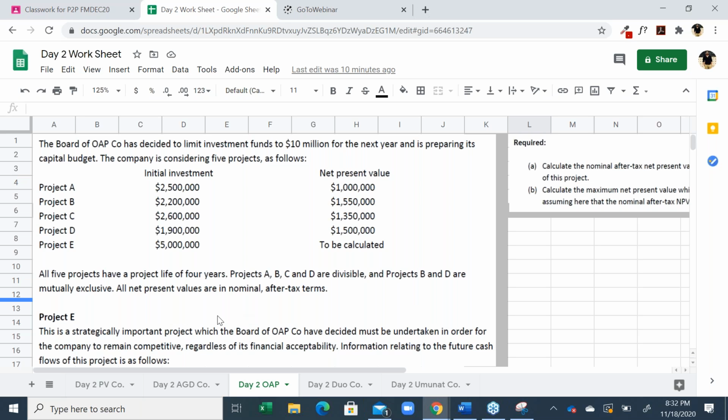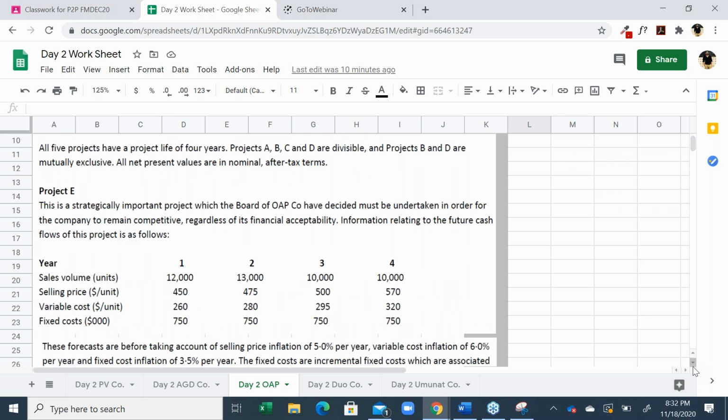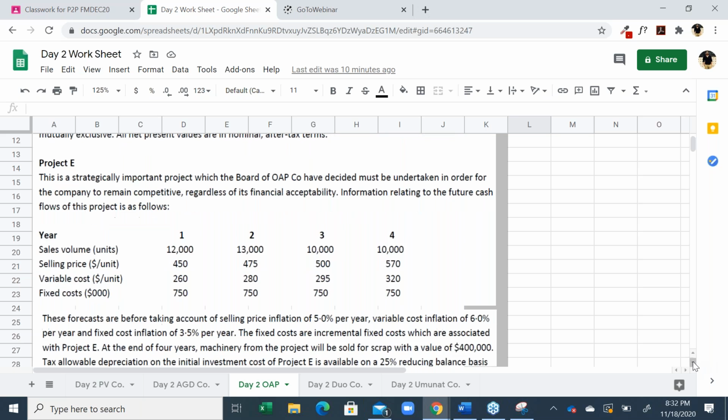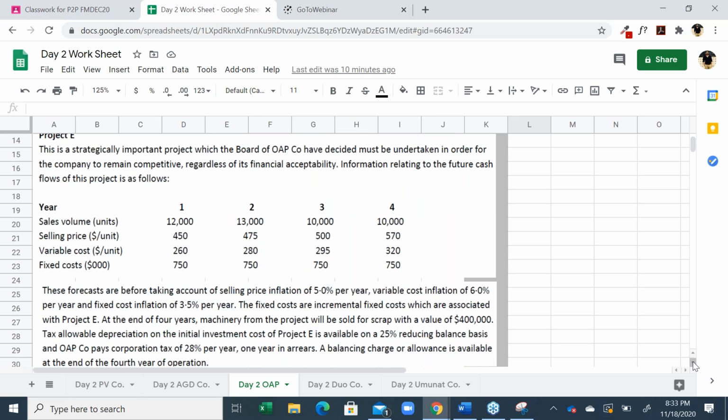Projects B and D are mutually exclusive. That means we can have either B or D. We can't have both projects together. And all net present values are in nominal terms, after tax. Project E is a strategically important project which the board of OAP company has decided must be undertaken. So that means we have to undertake this project irrespective of its NPV or acceptability from any other aspect.